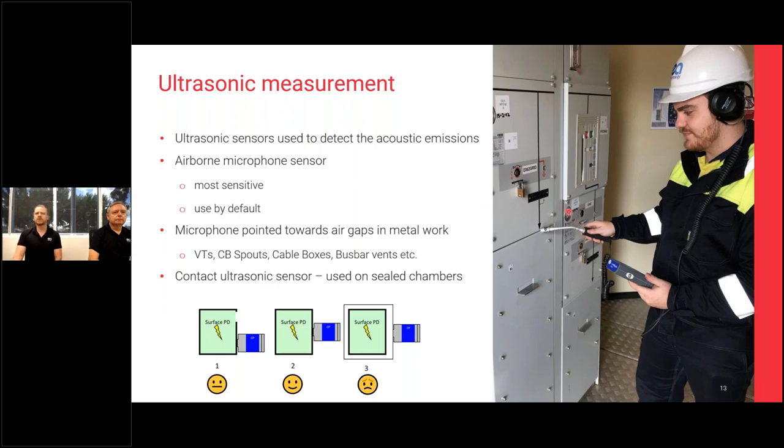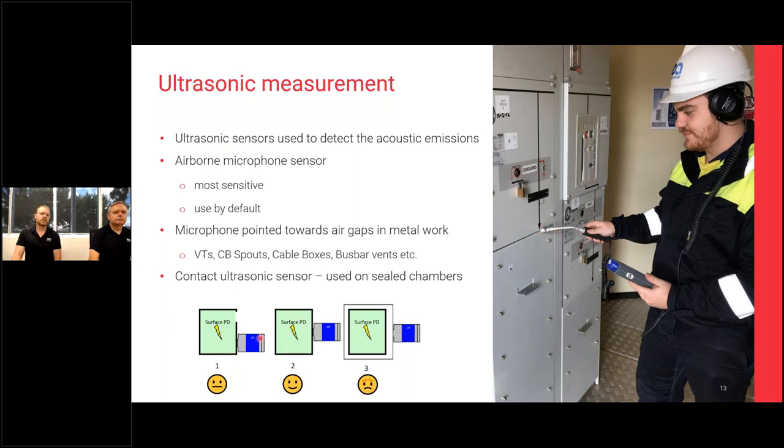So what we do when we ultrasonically test is we listen with the microphone into all the chambers to see if we can hear any sound. It's a fairly simple test when you get out there and start doing it in the field, because it's a microphone listening to sound and it's coming in through your headset. So there are a number of different ultrasonic sensors. The first one that we use primarily for indoor switchboards is this airborne microphone here.